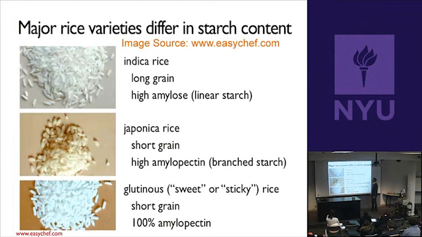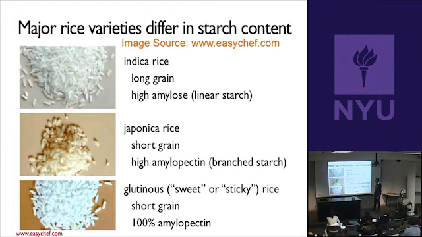But also sort of basmati varieties and so on are this indica long grain rice. Japonica rice is what we would call sushi rice. Okay, it's a short grain rice. And glutinous rice, sometimes also called sweet or sticky rice, is generally used because it's sweet and sticky. It's another type of short grain rice.